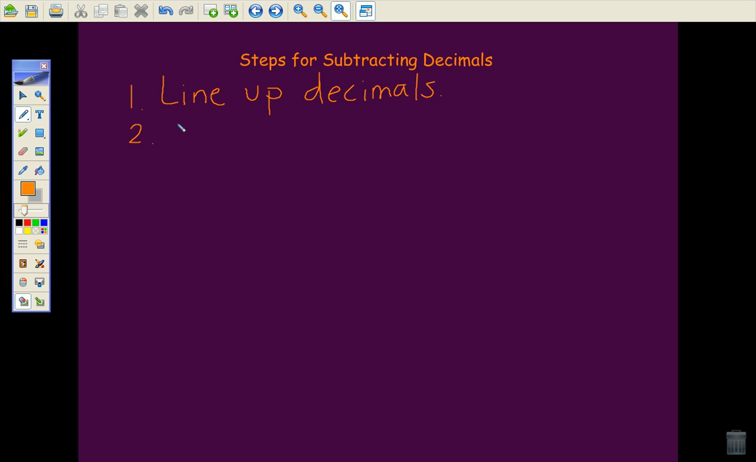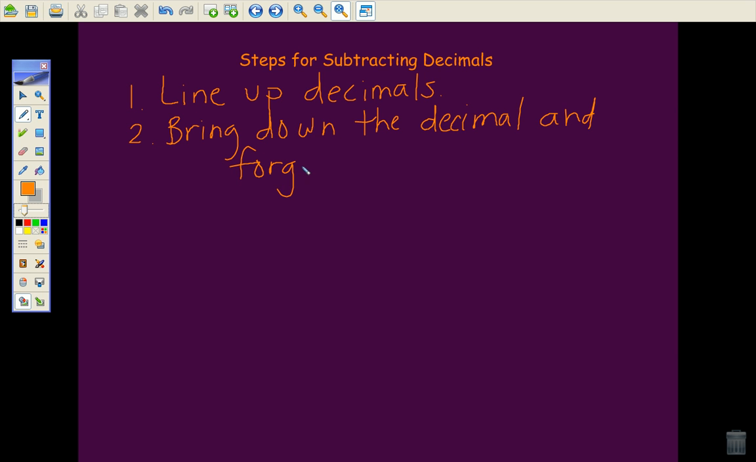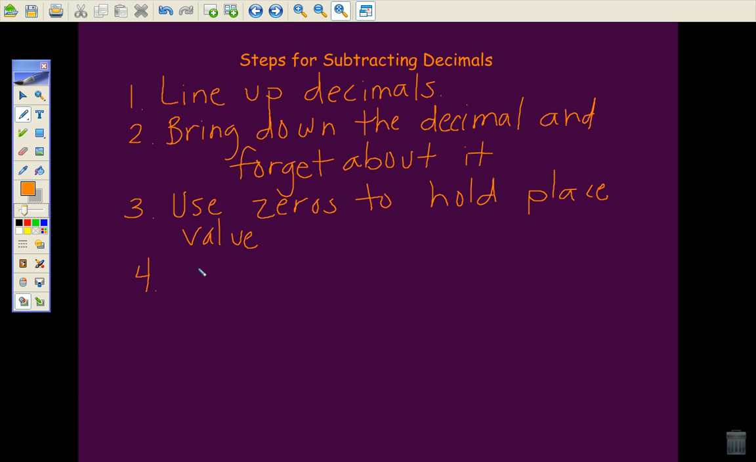Once you line up your decimals, the second step we're going to do is bring down the decimal or drop down the decimal and forget about it so that we can just subtract like normal. The third step is we're going to use our zeros to hold place. Very important in subtraction so that you won't have the headaches. In step 4, we're going to subtract like normal.